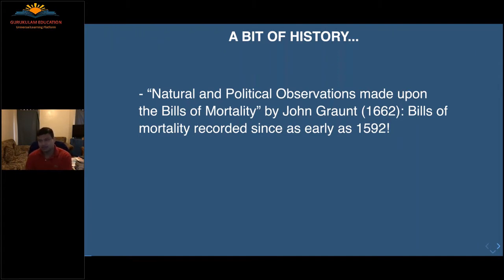So even back in the 16th century, particularly by this person called John Grant, and then 1662, he came up with bills of mortality records called natural and political observations made upon bills of mortality. So that goes way back into the 16th century, into the 15th century, and so on. So it was already there. So people already started appreciating the fact that, okay, we need to do elaborate bookkeeping of what's happening whenever there is an epidemic and things like that.